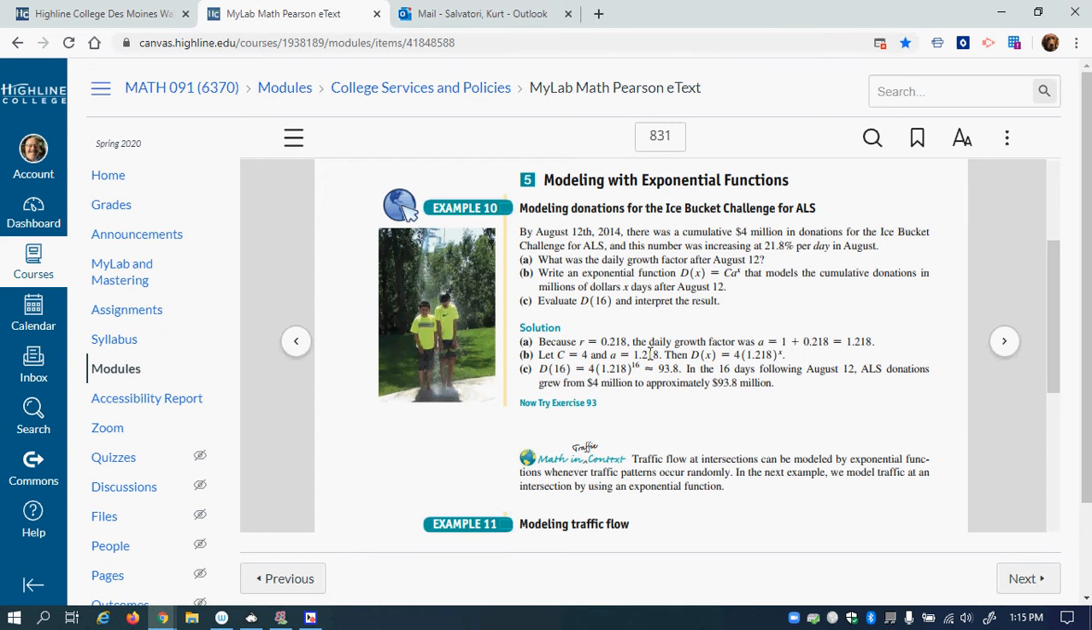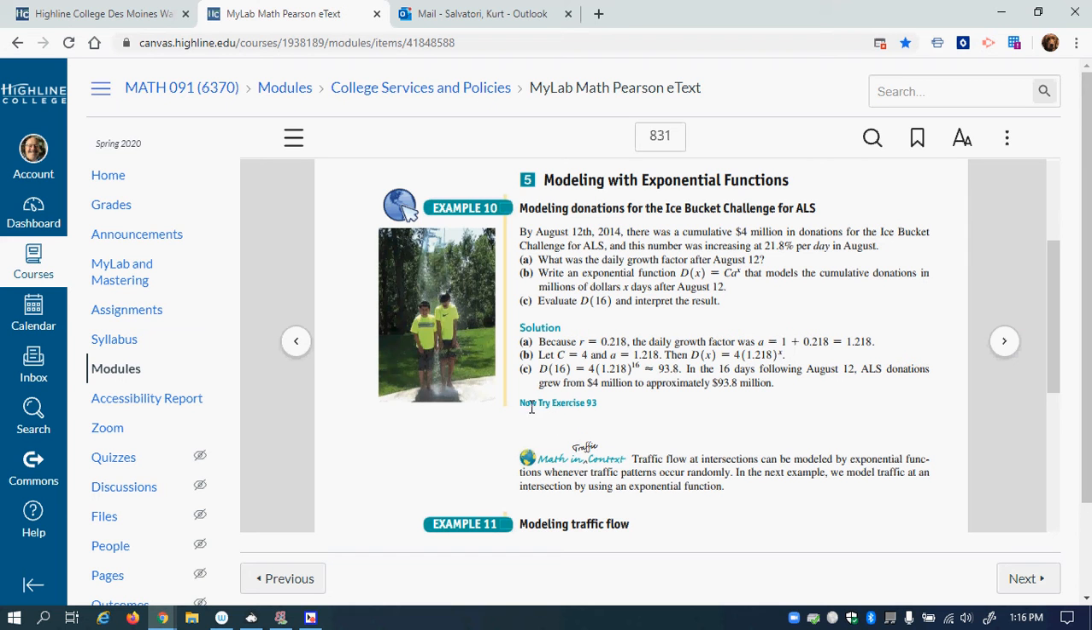And then A, we calculated from part 1. And then we write our equation. We start with 4, and then we have our growth to the x power. Now we put in 16, and so we take this number to the 16th power, then multiply by 4, and we get 93.8. So in the 16 days following August 12th, the donation grew from 4 million to 93.8 million. Whew, wow.